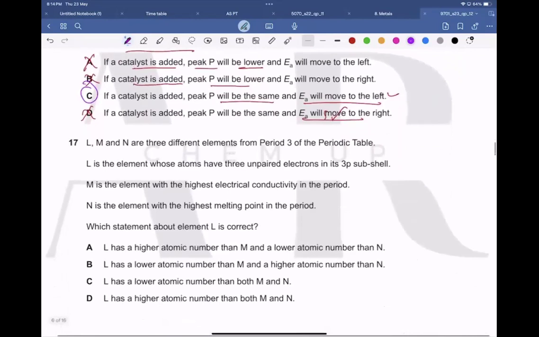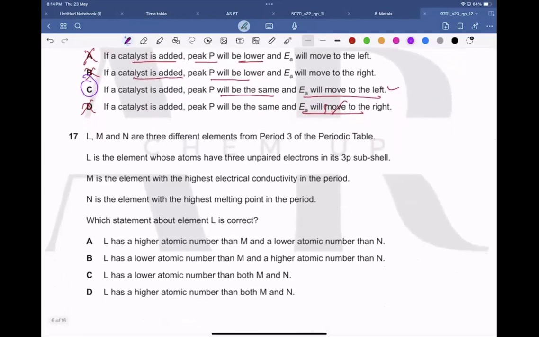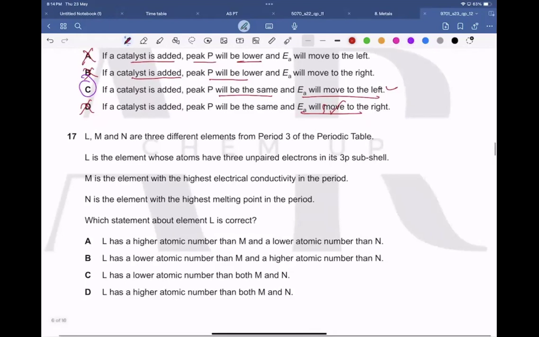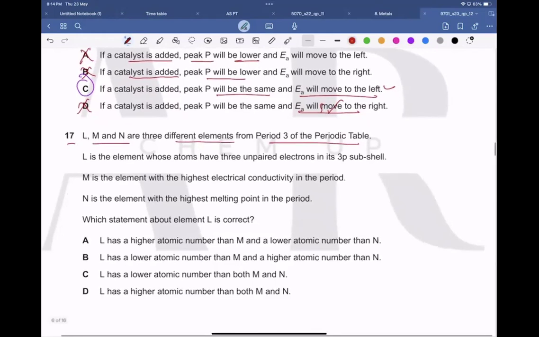Now question number 17. L, M, and N are three different elements from period 3 of the periodic table. L is the element whose atoms have 3 unpaired electrons in its 3p subshell. Okay, so it means it can be phosphorus.